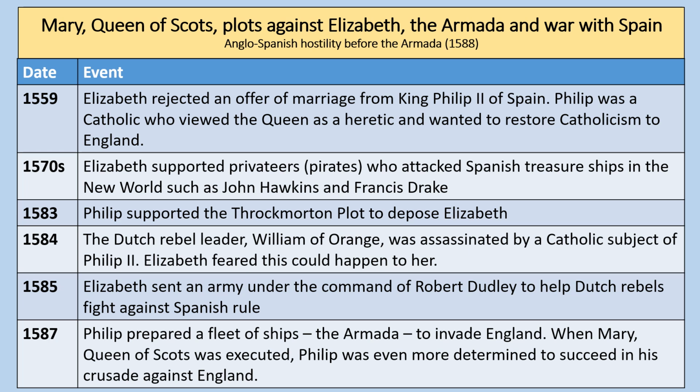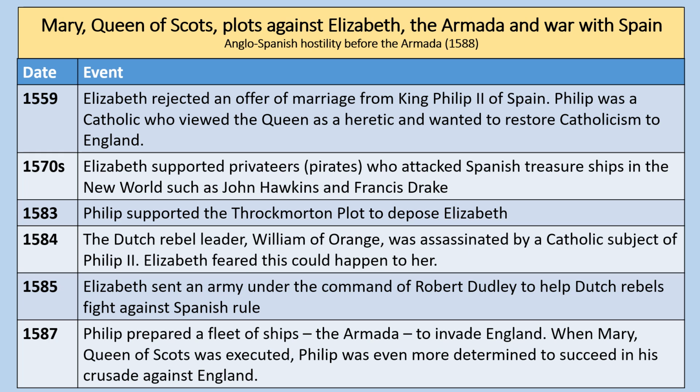Okay, so we're just going to look at the background to Anglo-Spanish hostility before the Spanish Armada of 1588. So when Elizabeth became Queen, she rejected an offer of marriage from King Philip II of Spain. Philip was a Catholic. He viewed the Queen as a heretic and wanted to restore Catholicism to England.